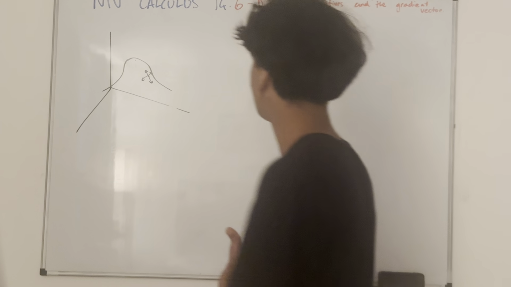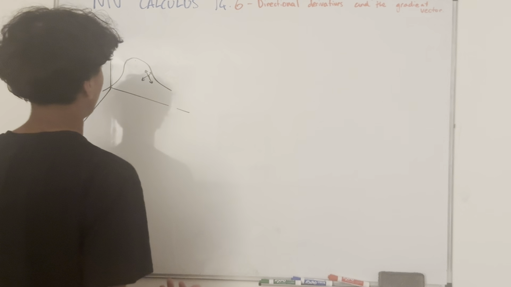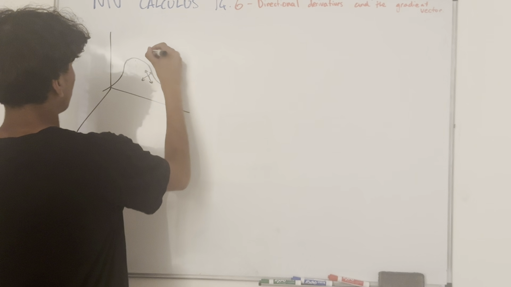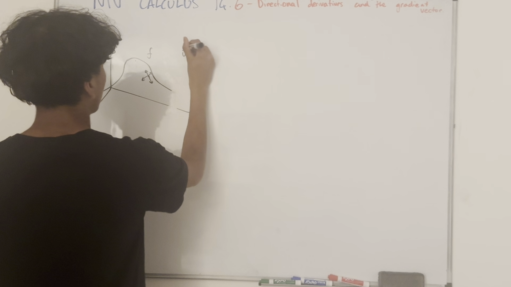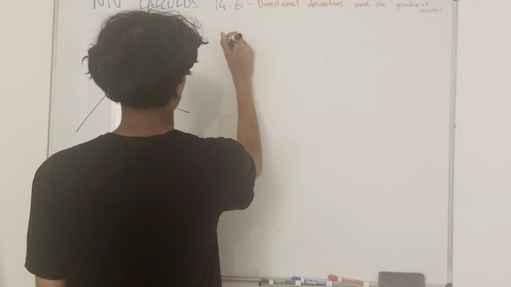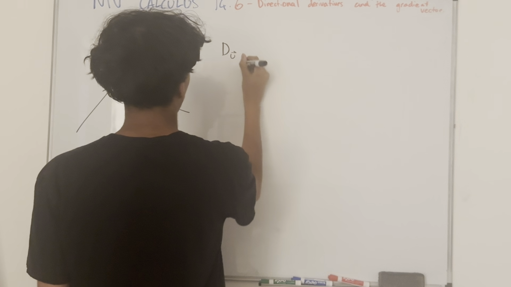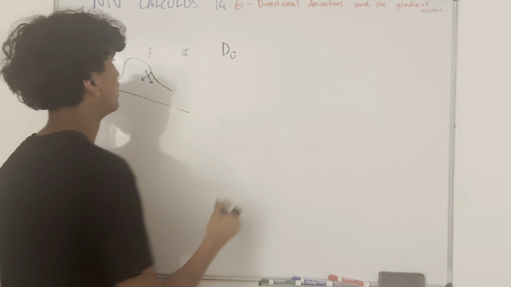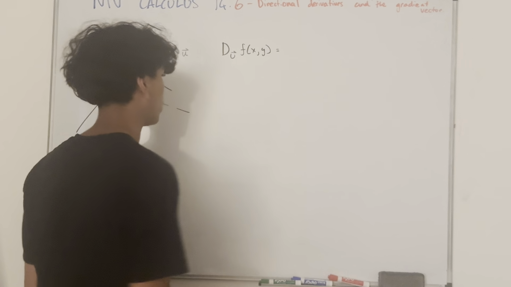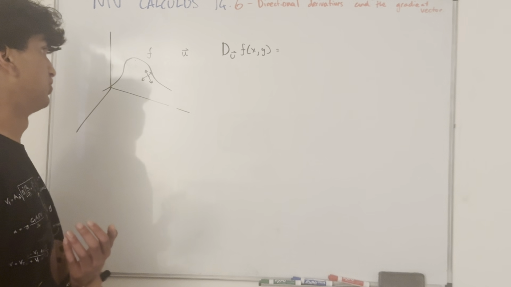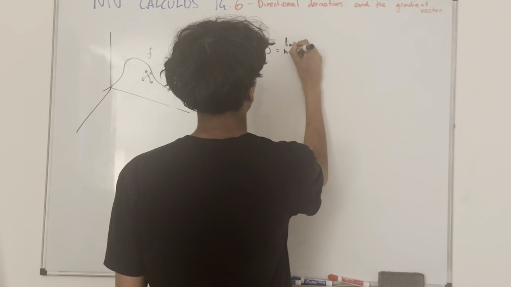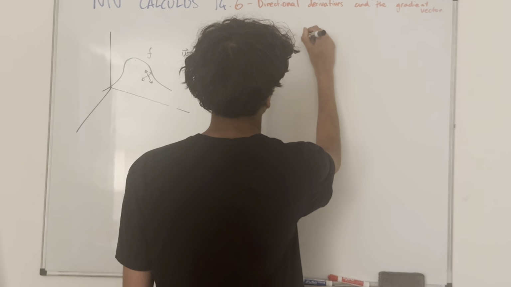So let's say we want to find the rate at which my function f changes if we go in the direction of a unit vector u. The notation will look like D_u of f(x, y) at a certain point, and the formal definition is going to look something like this. It's going to look like the limit as h approaches 0 of f.